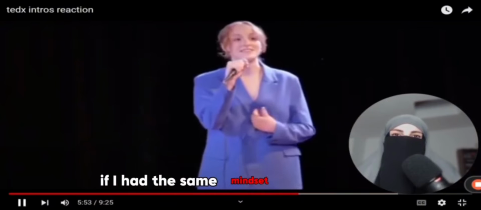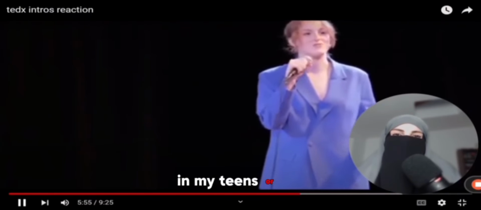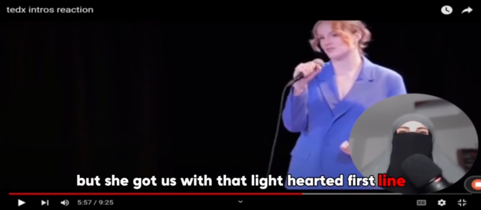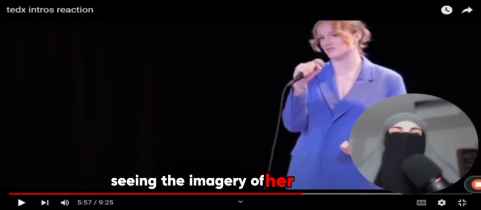Many times before. If I had the same mindset now that I did in my teens or 20s, I'd be miserable. Wonderful. And now she's really going to set the context up and be able to go in and deliver her talk. But she got us with that lighthearted first line. She's got us knowing the dates, seeing the imagery of her in the gym, and now she can set us up for the context of her talk.